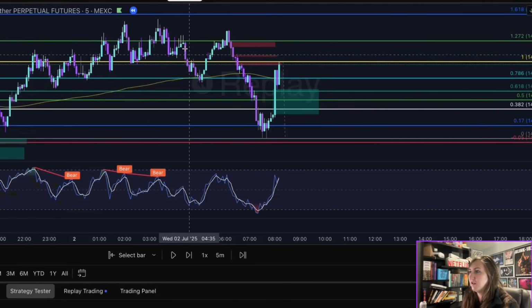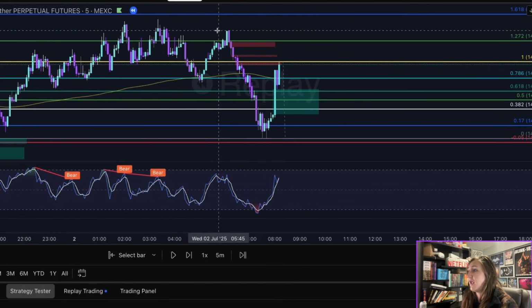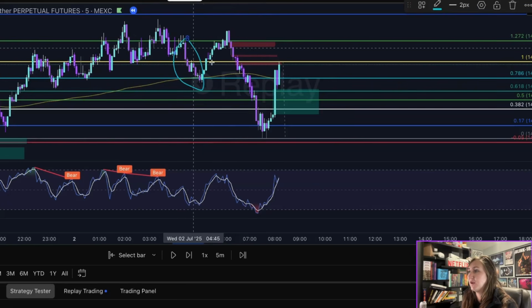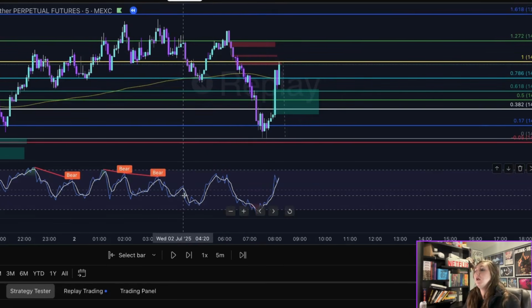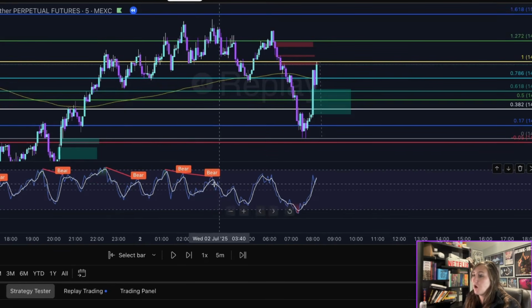And what happened? Tanked here. We made a lower high here and we really tanked there. If this didn't stop you out, this for sure would have. So this is what I'm paying attention to on the RSI.